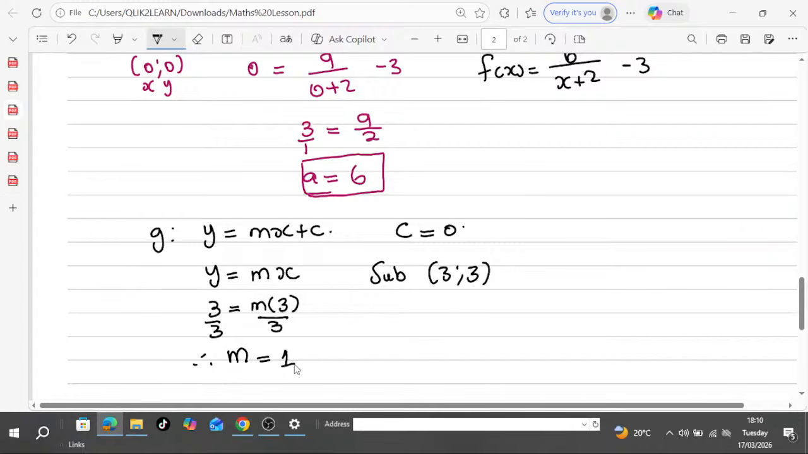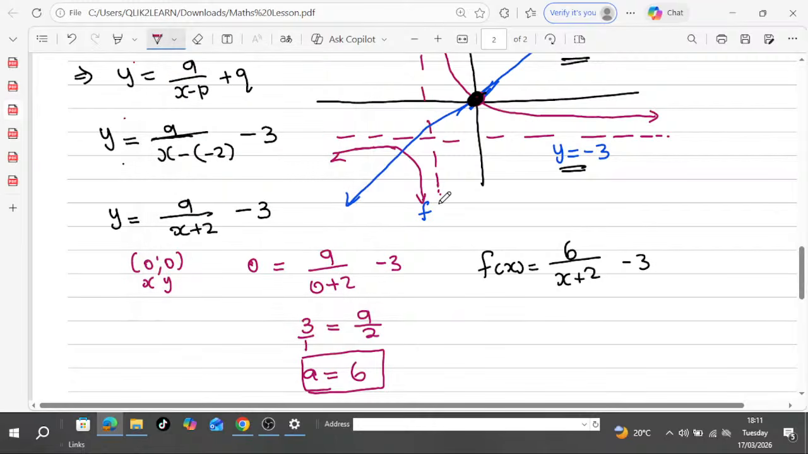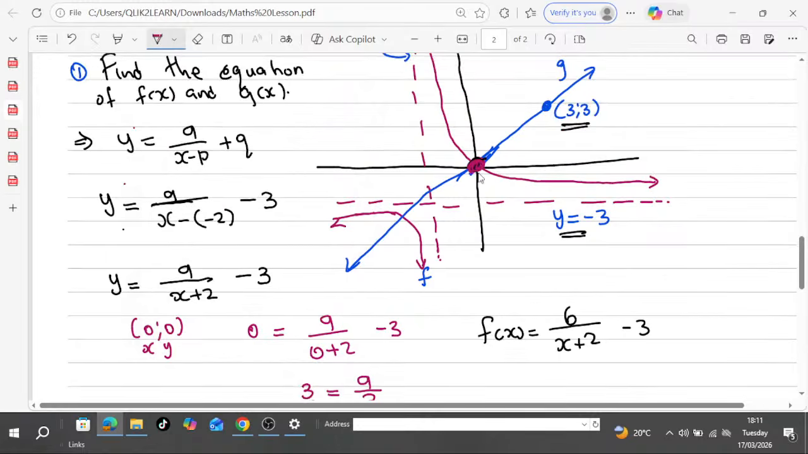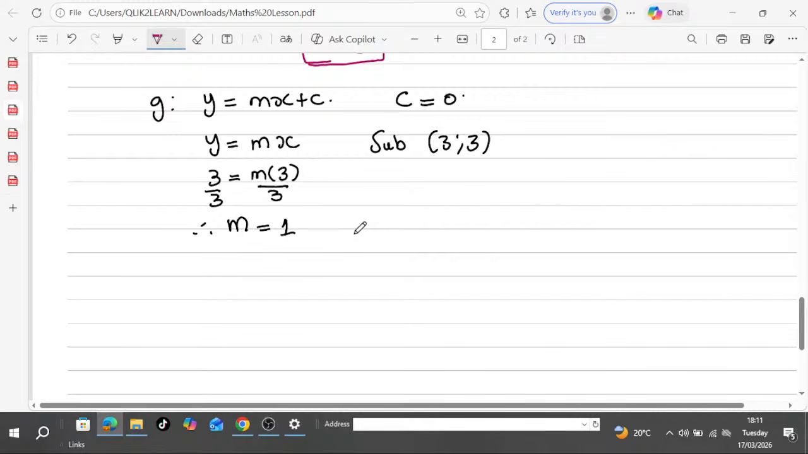Someone can prefer to use the gradient formula and say, you know what, I have this point which is (0, 0), and I have that point which is (3, 3), I'm going to use the gradient formula. If you do that, you'll still get it right. So the gradient is 1. What will be the formula? The formula is just y equals x. So this is the formula of g at x, which is just x. I hope this makes sense.